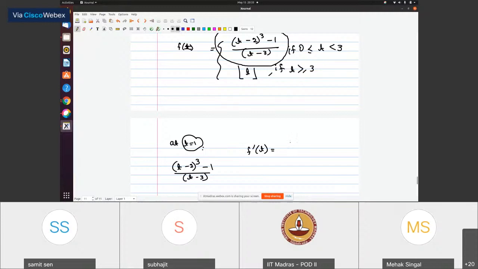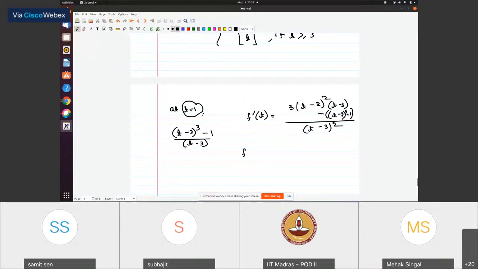So what is f dash t? If you calculate it, I think it will be (t minus 3) into 3(t minus 2) squared minus ((t minus 2) whole cube minus 1) into 1, divided by (t minus 3) whole square. So this is your f dash t. Now if you have to calculate f dash t at t equal to 1, you put the value 1 here. So it will be this. I think you got the idea how we have to solve it, right?